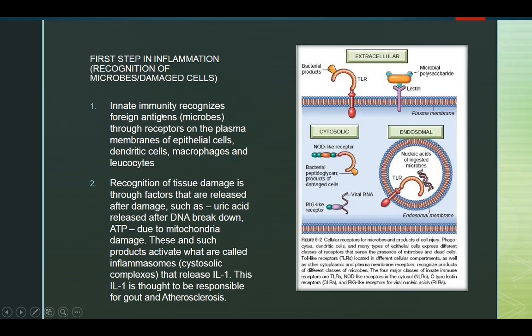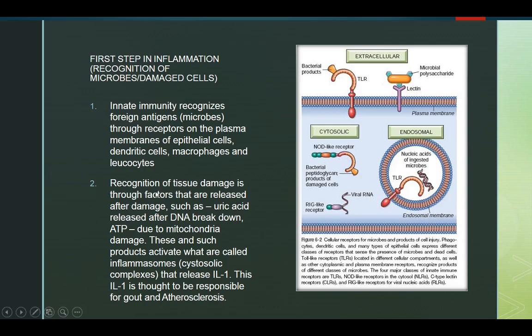So innate immunity recognizes foreign antigens like microbes through receptors on the plasma membrane of epithelial cells, like the toll-like receptor and lectin receptors. These products will come and join to these receptors and they will recognize it. And then they will proceed further to the inflammasome to destroy this organism.